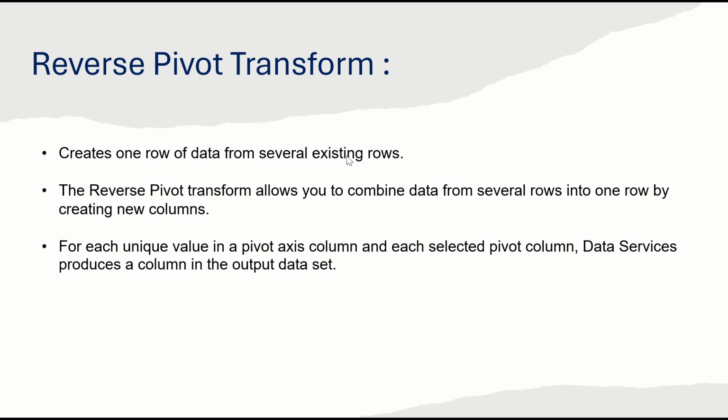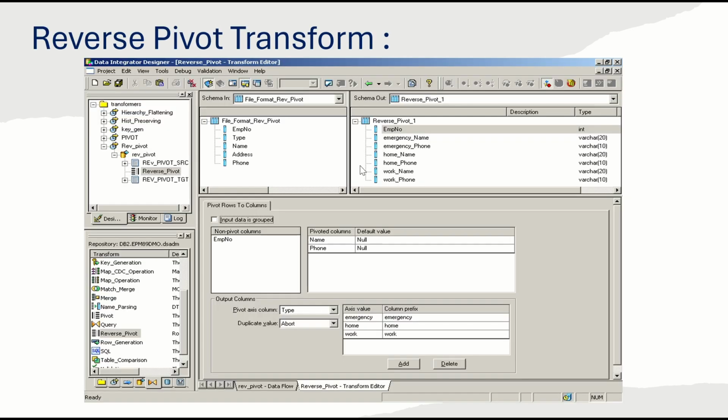Basically, pivot will split the data from one row to multiple columns, but here reverse pivot will combine the data from several rows into one row. For each unique value in a pivot axis column and each selected pivot column, Data Services produces a column in the output data set. This is the reverse pivot transform editor window in SAP BODS.